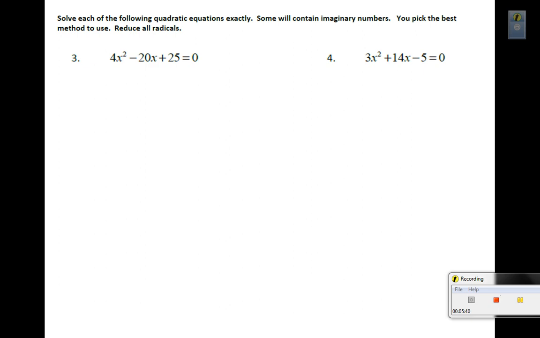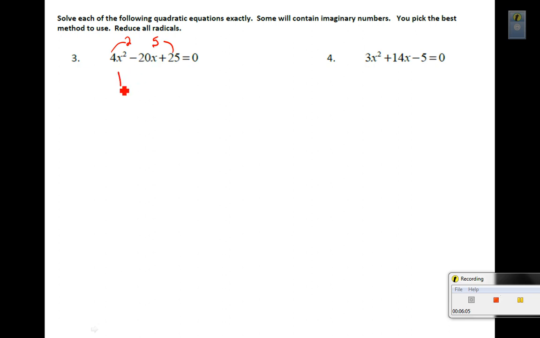Here's number 3. I'm still going to look to see if it fits on my flow chart. There's some numbers in front of there, but peek at this. Do you know the square root of 4 and the square root of 25? Well, the square root of 4 is 2. The square root of 25 is 5. 2 times 5 doubled is 20.